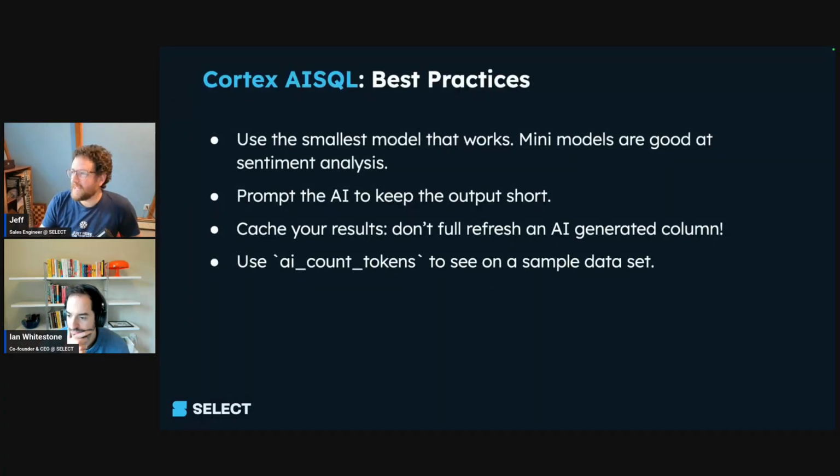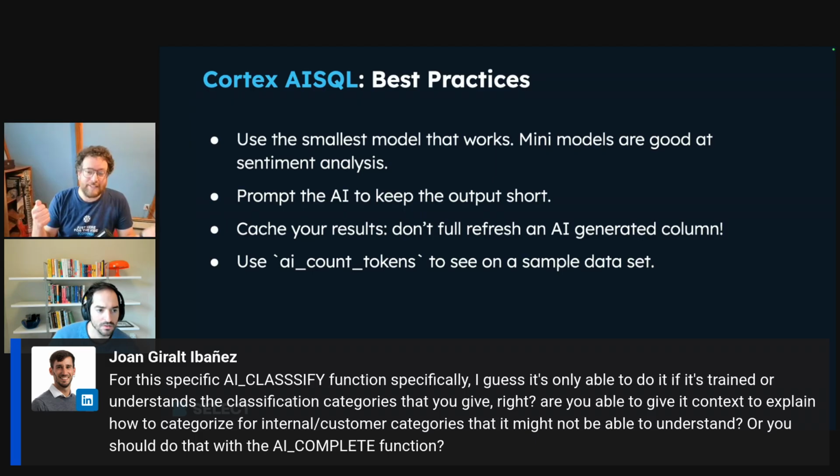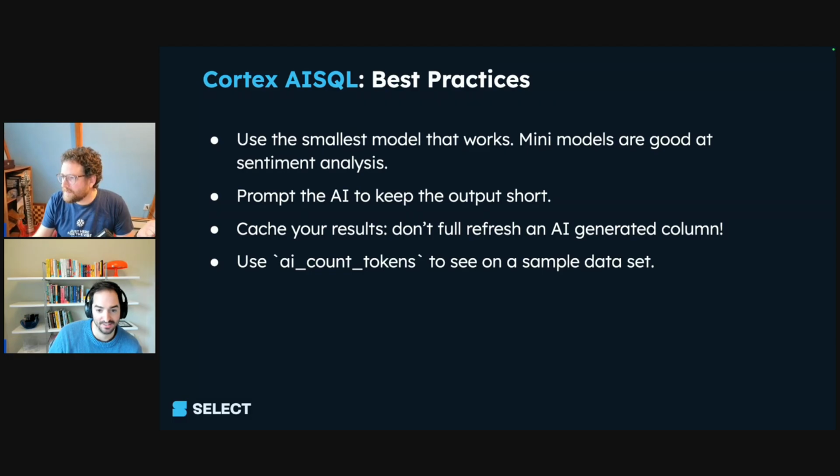So Joan asked for the AI classify function specifically. I guess it's only able to do it if it's trained or understands the classification category. So Joan, my take on this is it's using the great power of LLMs. Like if you ask ChatGPT to say, is this tweet positive or negative? And ChatGPT would be able to tell you, right? So it's harnessing that power and not so much conventional machine learning training, is my understanding of what's going on there. Let's see, is there another part? Yeah, I'd echo that. It doesn't need to be trained, especially for tasks like this.